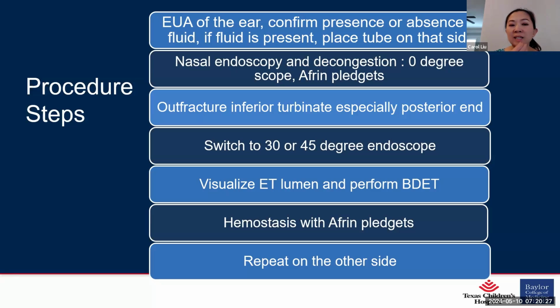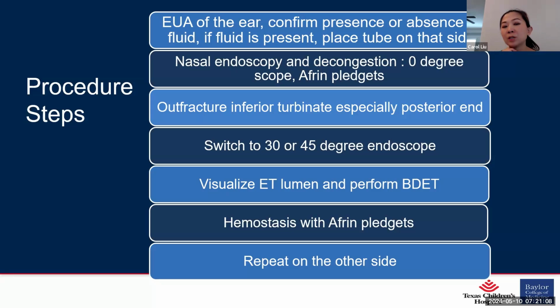Then we follow by doing a nasal endoscopy and decongestion. We use a 0-degree scope and just Afrin pledgets. Then we outfracture the inferior turbinate, especially in the posterior end. The reason is that the inferior turbinate can cause issues with gaining access to the area of the Eustachian tube, especially in pediatric patients. We started out doing this, and I'll show a picture in a second, using a Coblator or microdebrider, but it still created a fairly bloody field and made the Eustachian tube dilation a little more complex.